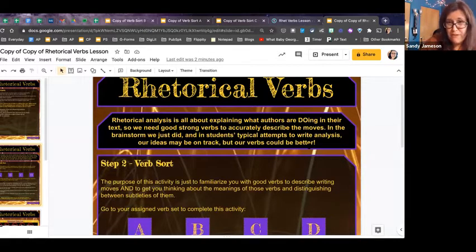So I find that this is true in students' typical attempts to write analysis. Our ideas are on track, but our verbs could be better. And focusing on verbs can actually help us notice things that we didn't notice before. So, for example, when I was reading your Thank You for Arguing quiz essays about Joshua Lawrence Chamberlain, I noticed this immediately.